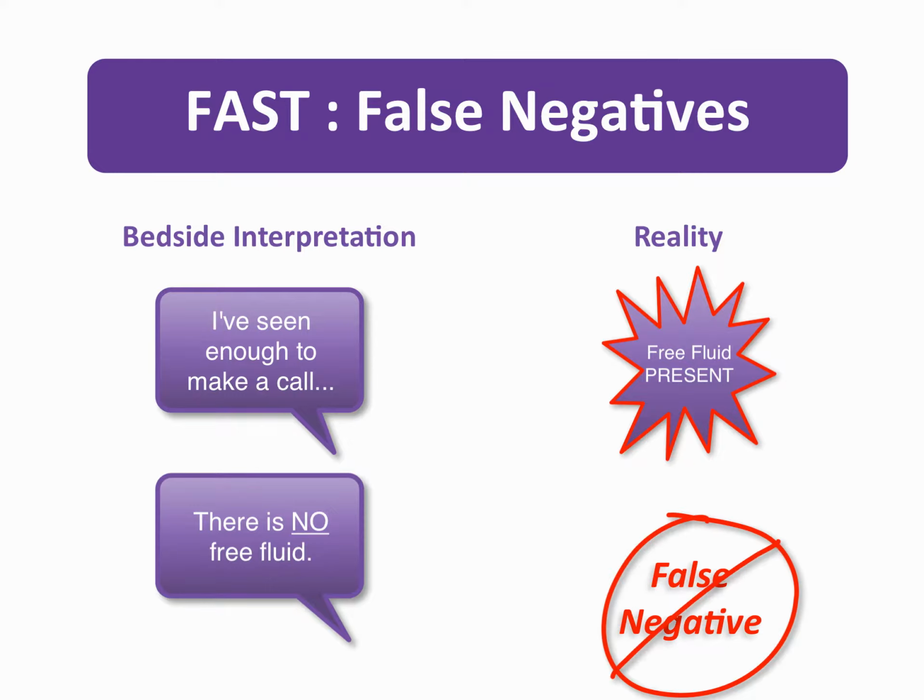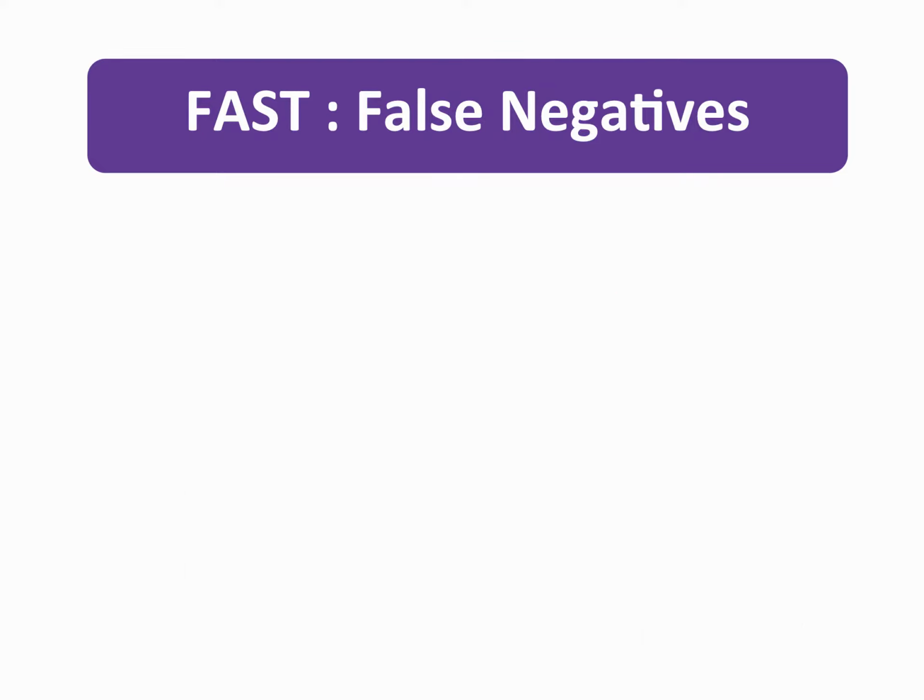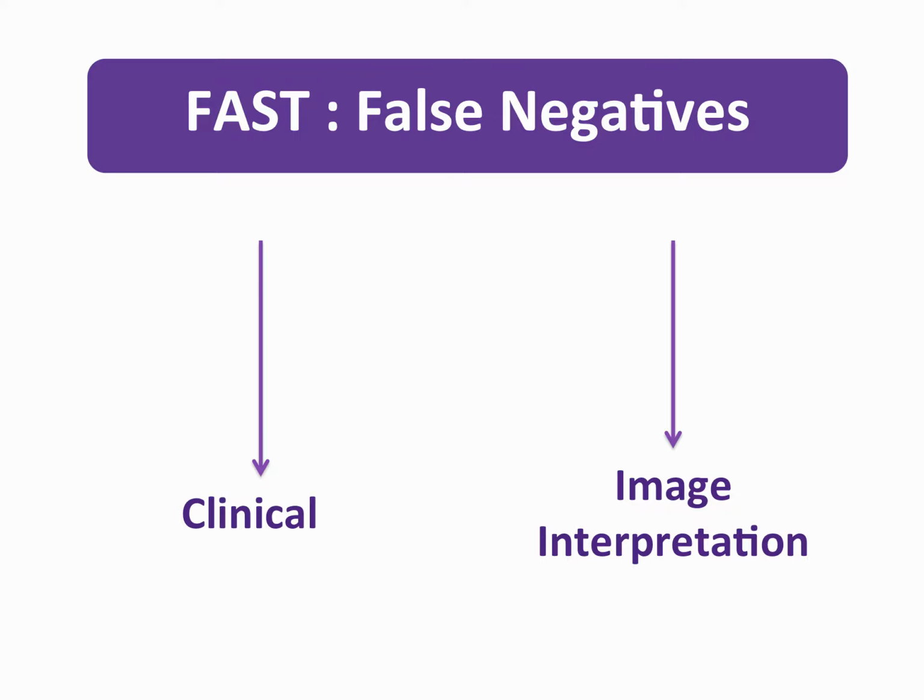A false negative result can occur in one of two broad categories. The first is where the ultrasound images are correctly interpreted as negative, but for clinical reasons, the bedside ultrasound may simply not be reliable enough to exclude free fluid. The second occurs when the ultrasound image does in fact show free fluid, but the image is interpreted by the practitioner incorrectly as being negative.